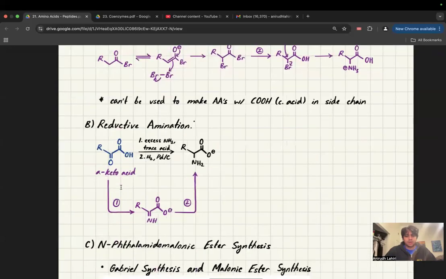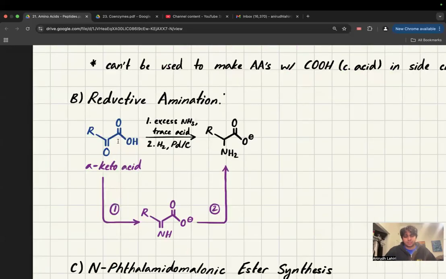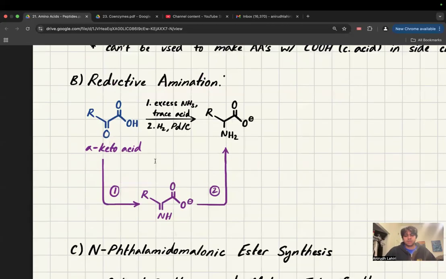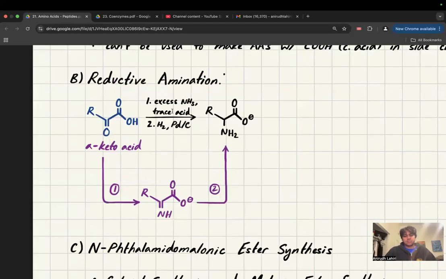Let's take a look at them though. Alpha keto acid. So this is just we have a carboxylic acid, and at the alpha position, we have a carbonyl. Alpha keto acid. Cool. Excess NH3, trace acid. So this is amine formation, right? So we'll add the amine here. We won't add the amine here, if you recall, because esters are not of the same reactivity as naked keto groups. So step two, H2, palladium on carbon will reduce this double bond NH into NH2.